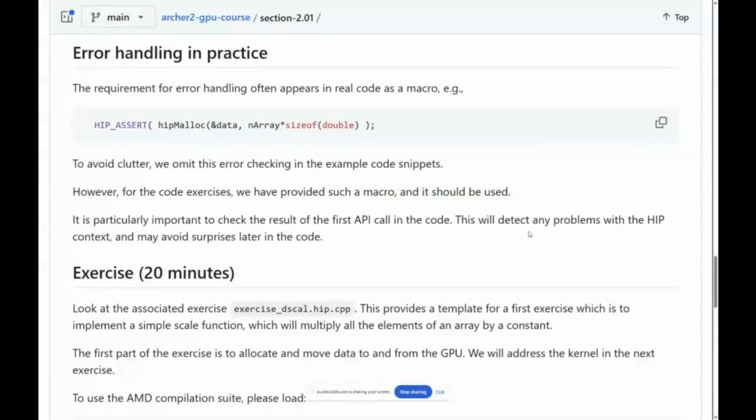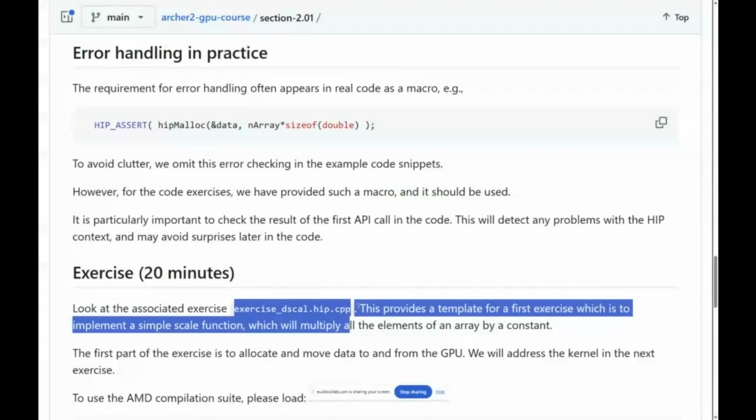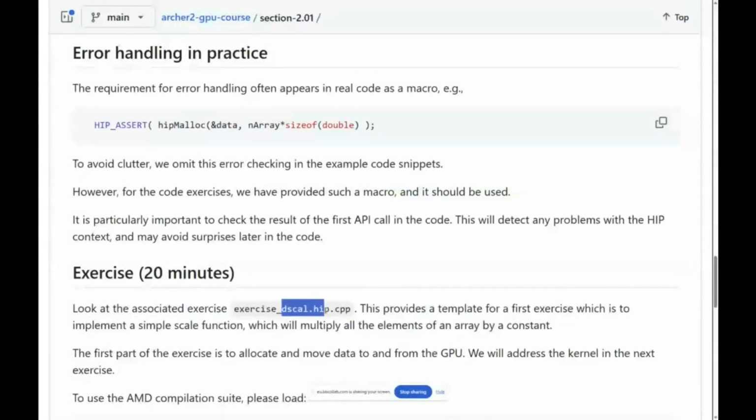So I've talked to you a lot so far and we're now up to lunchtime, so we're going to take a break here for an hour. When we return, we're going to spend half an hour, not 20 minutes, looking at this particular exercise in this directory. So this is the dscale_hip.cpp.